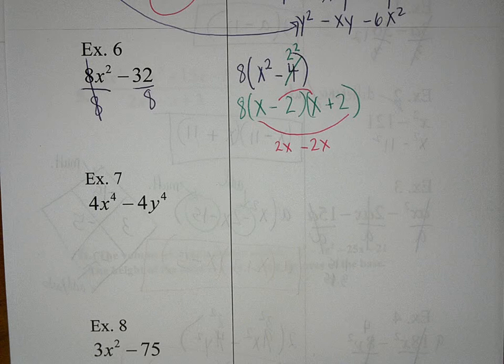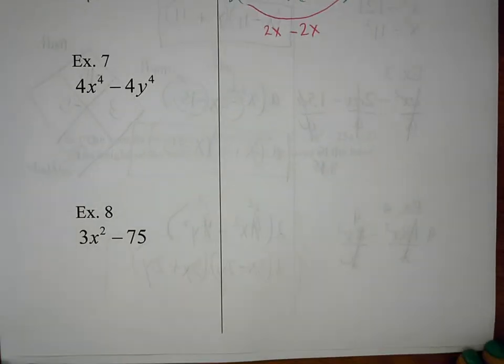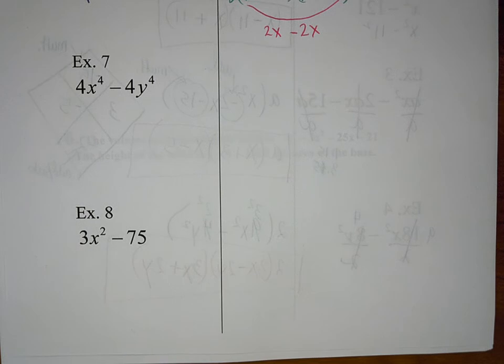All right, example 7. I want you guys to try this on your own. The first 3 that get it right are going to get a candy. Don't forget to double check once you factor if you can factor something further.